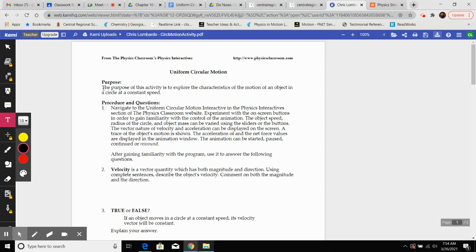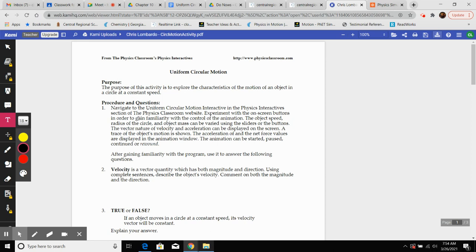So remember, velocity is pretty much speed with the direction. As it's going around in a circle, it is constantly changing direction. Therefore, its velocity is constantly changing. So you cannot have a constant velocity and be going around in a circle or any kind of turn or anything like that. But you can have a constant speed. So you got to make sure you make that separation, that difference.